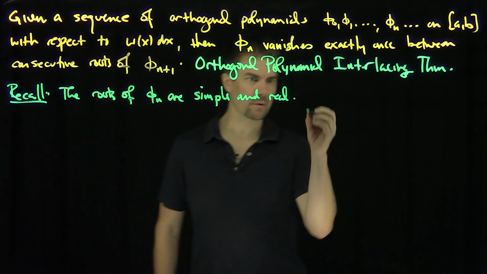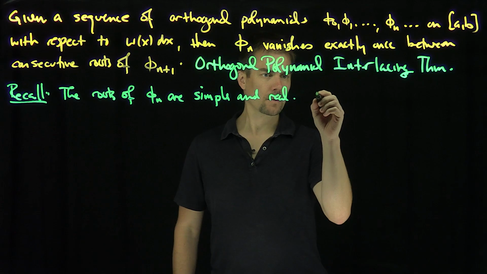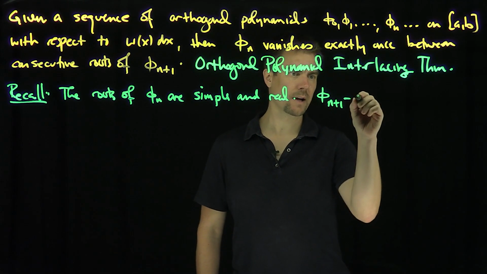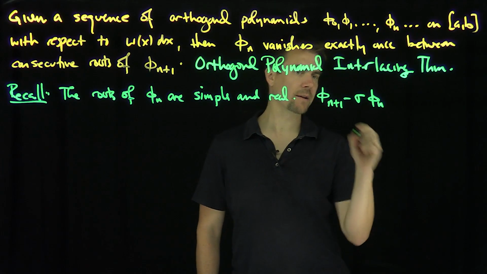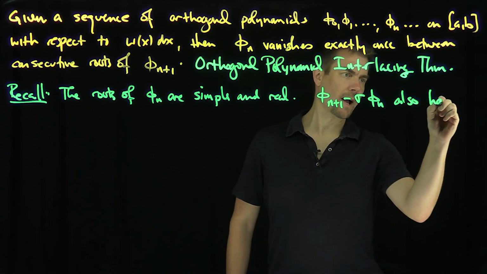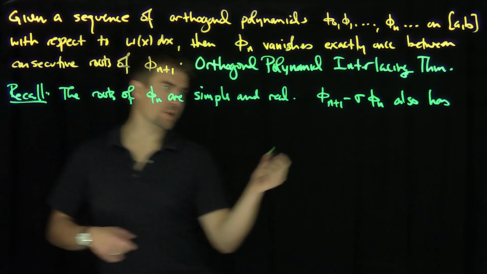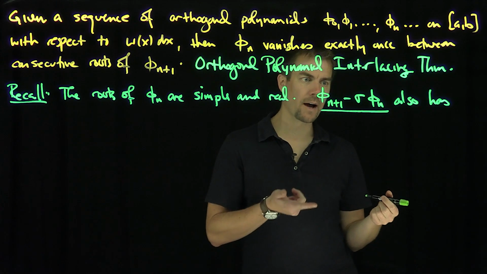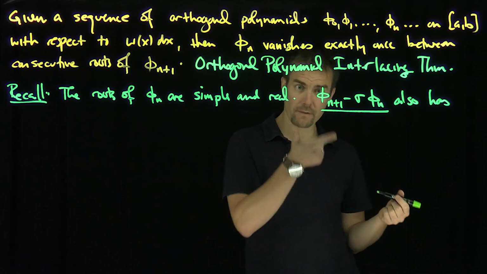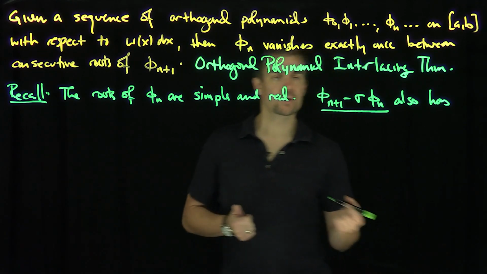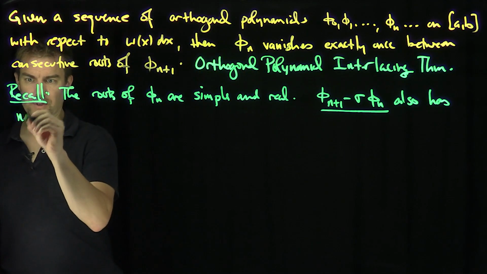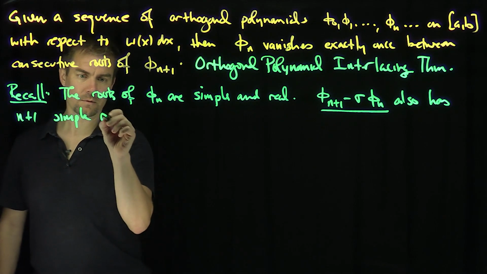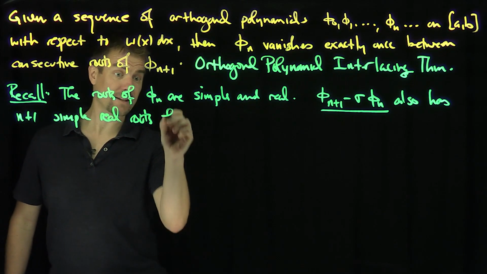So recall from the previous video, and also phi n plus 1 minus sigma phi n is a polynomial of degree n, so of course this thing is orthogonal to phi n minus 1, phi n minus 2, all the way down to phi 0. So this thing has n plus 1 simple real roots as well, for any sigma.